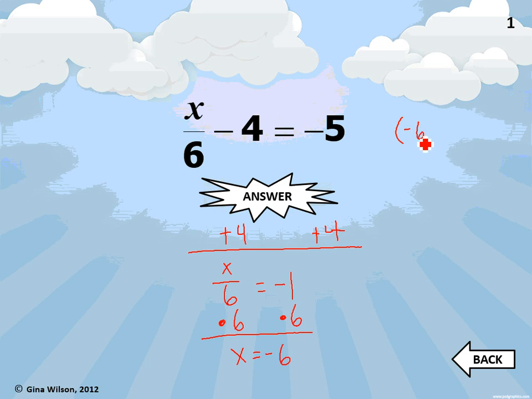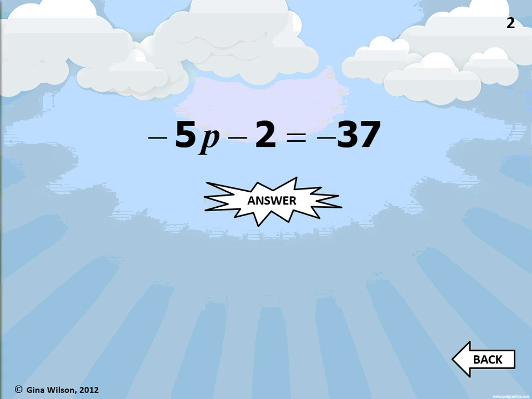So negative 6 divided by 6 minus 4 is equal to negative 5. Negative 6 divided by 6 is negative 1. Minus 4, which equals negative 5, and that is correct. So negative 1 minus 4 is equal to negative 5. So my answer is negative 6. Let's go to the next problem.